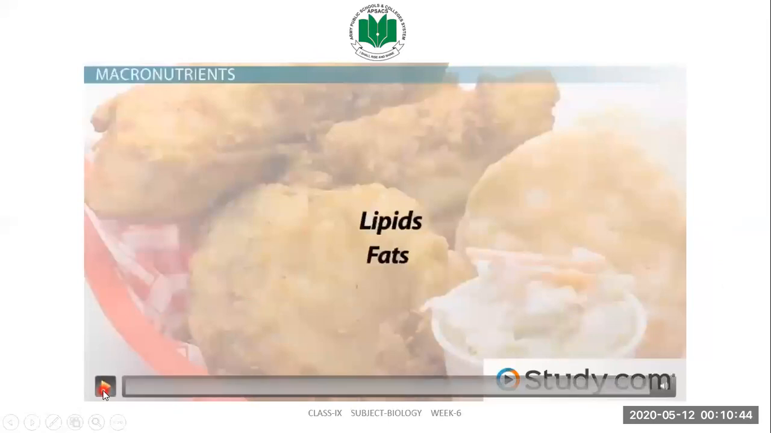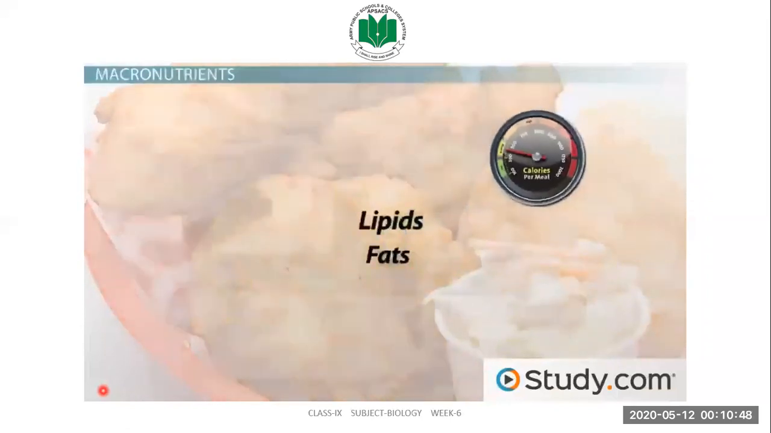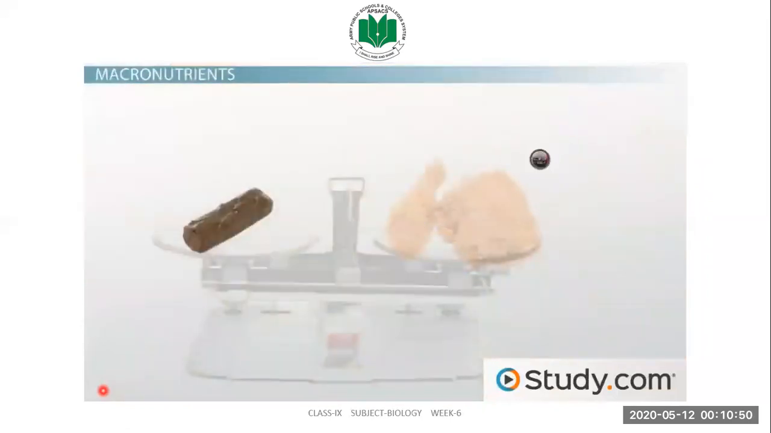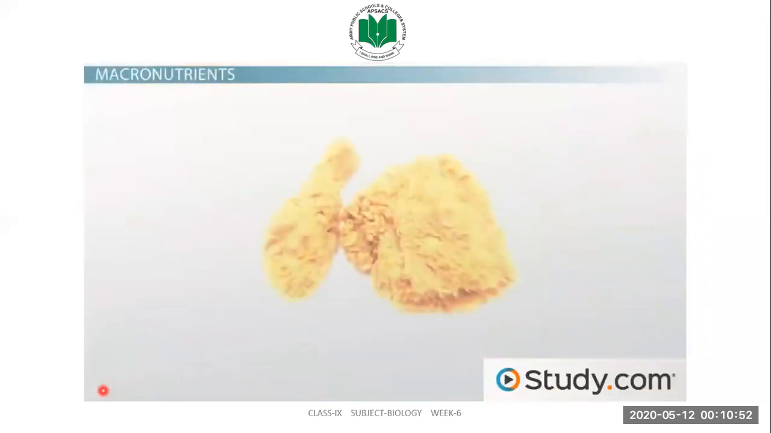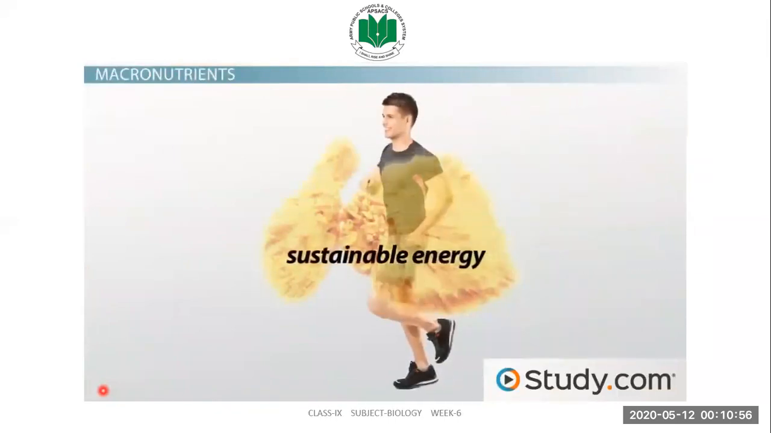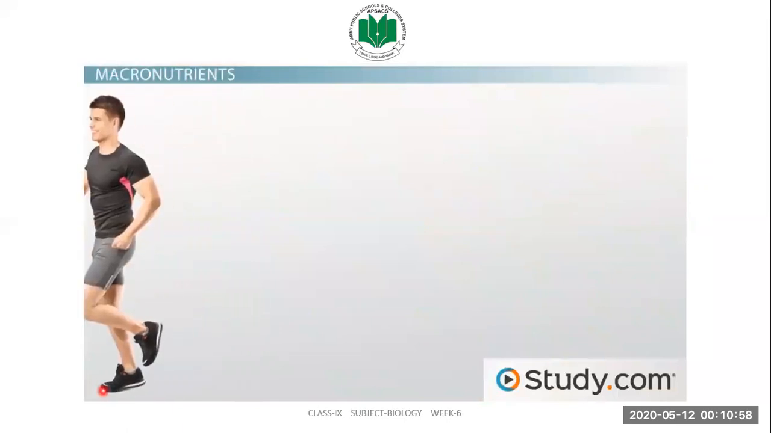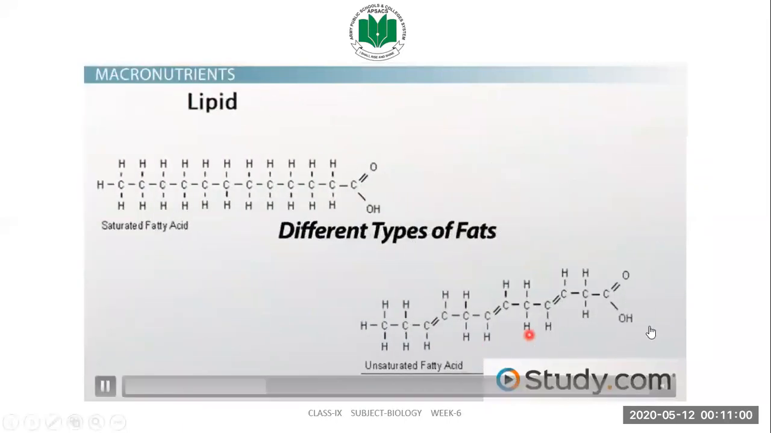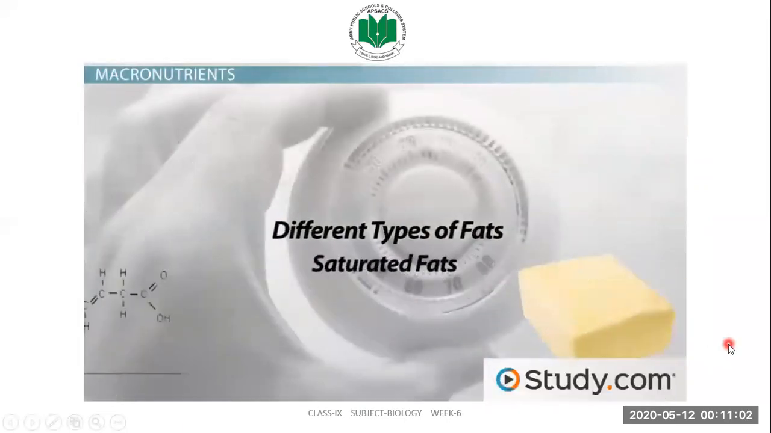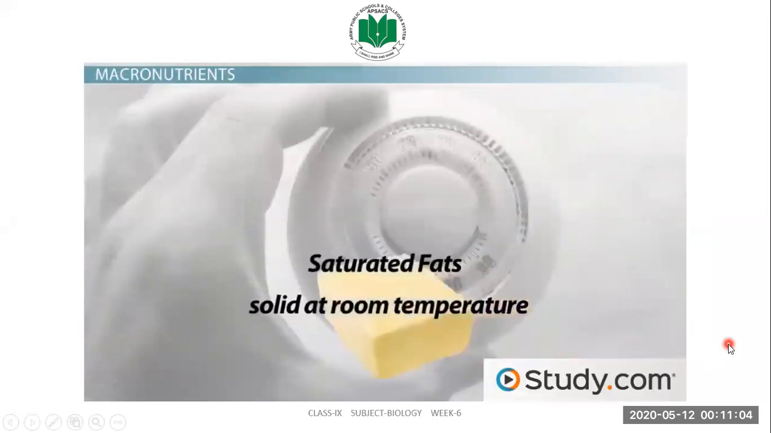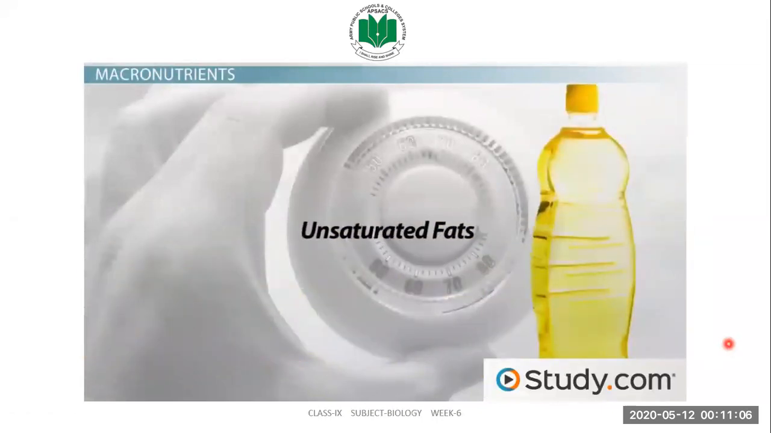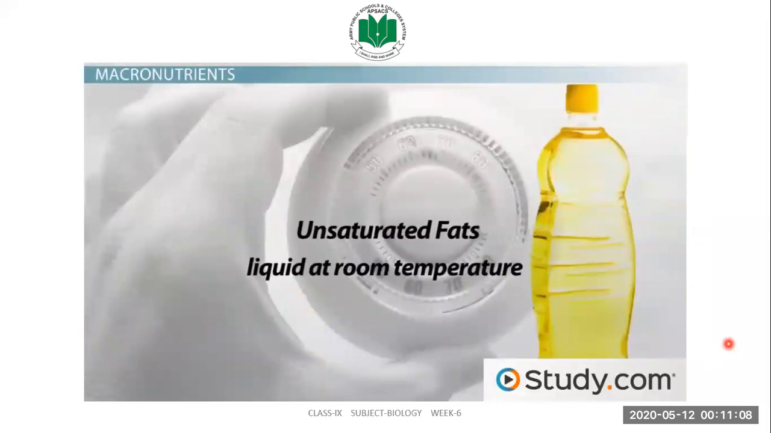Let's have a look at this video to get our... Lipids, which are commonly called fats, have more calories per gram than the other macronutrients. So you can think of them as energy-dense nutrients that are a perfect source of sustainable energy when you need some endurance. Like carbs, there are different types of fats. Saturated fats, like butter, are solid at room temperature. Unsaturated fats, like vegetable oils, are liquid at room temperature.